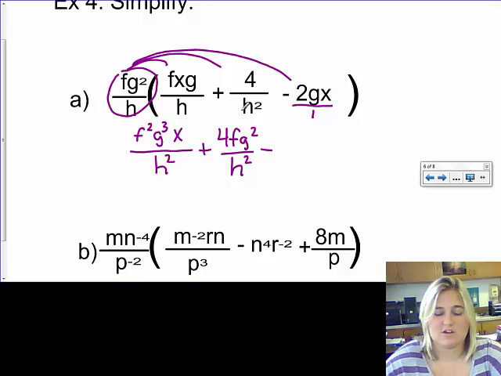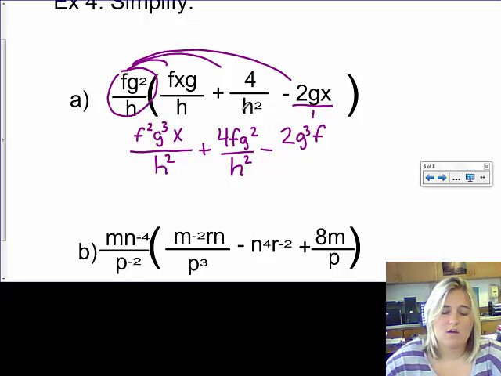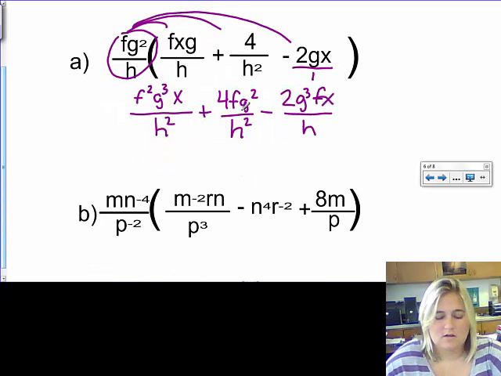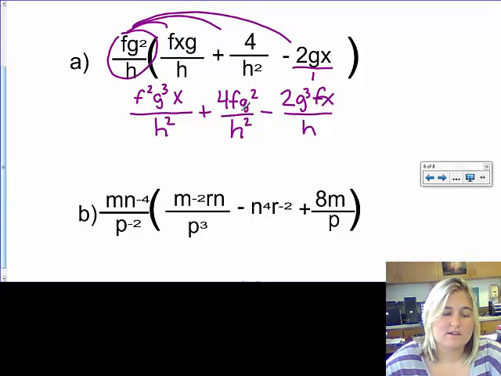2, and then I have g squared times g gives me g to the 3rd f x, because the f and the x don't have like bases, we just tack them together there, over that h, because 1 times h gives me h. Now at this point I do have like terms, so I could write this over h squared and just put this numerator plus this numerator over h squared, but I'm thinking that your book probably doesn't have you do that just yet, so we're just going to leave it as it is.